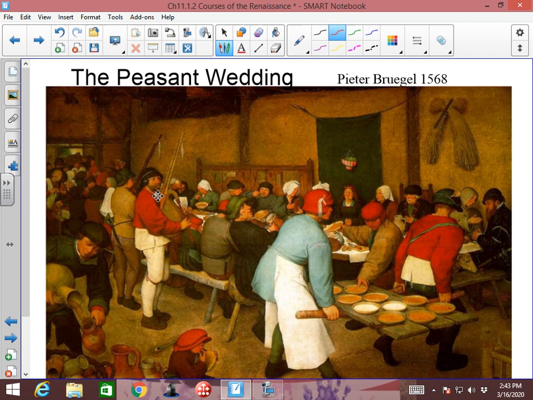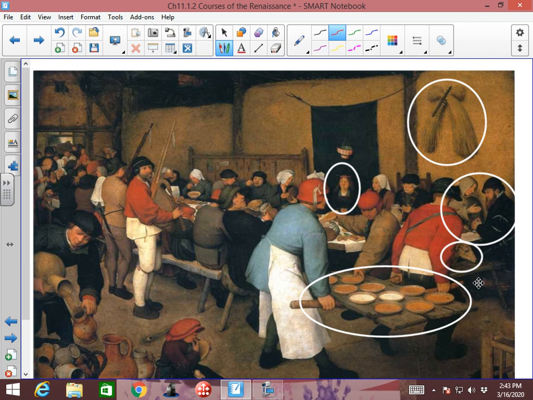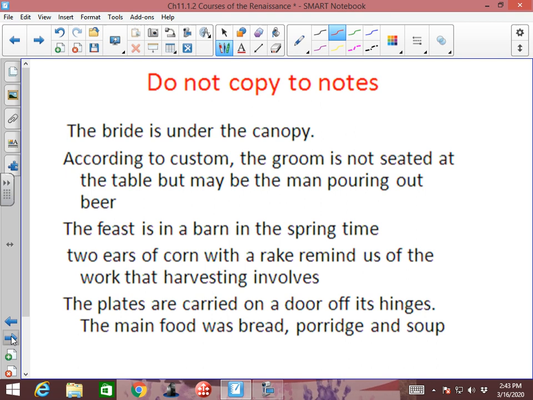But here's a priest. Here's the local nobleman right here. So you see, I've got all these things circled. There's a dog under the table. It's a very busy painting, but nobody in it is famous. So the bride's under the canopy. Again, I'm going to post this on PDF files if you want to take a longer look at it.